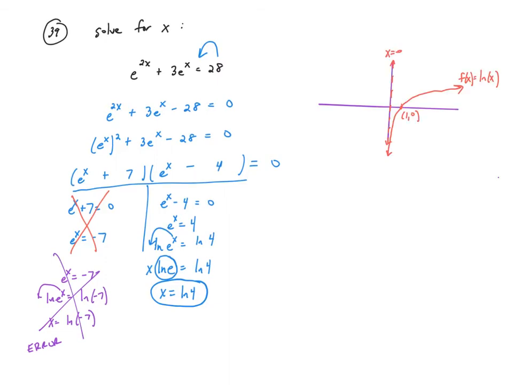Finally, as a quick reminder, why are we getting this error? Well, here's a graph of the function f of x equals the ln of x. You can see that if you plug in a negative 7, say over here, then you don't get a value. So that's why your calculator is spitting out an error.